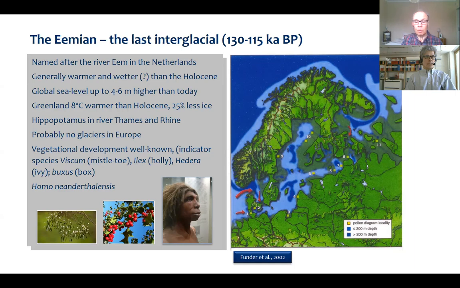We already have a lot of melting from the Greenland ice sheet, and that will probably continue if the global warming continues. We have some nice animals like hippopotamus in the rivers in Europe, in the River Thames and the Rhine, with fossil evidence for that. There were probably no glaciers present in Europe. And we also know a lot about the vegetational development during the Eemian. There are a lot of these wintergreen plants like mistletoe, ilex, holly, ivy, and so on. And also Homo neanderthalensis, our closest cousin, was present in Europe during the Eemian.